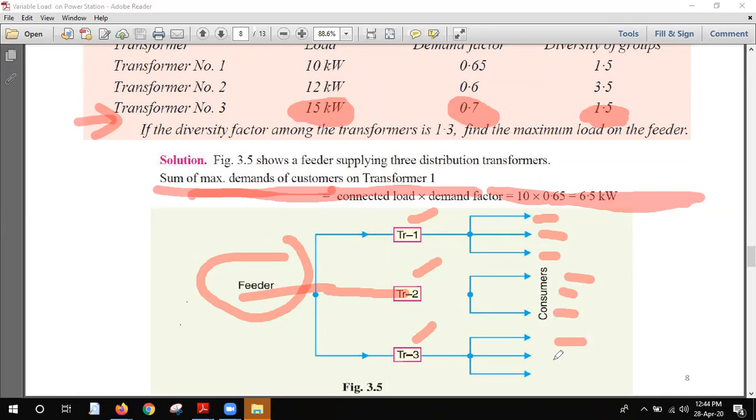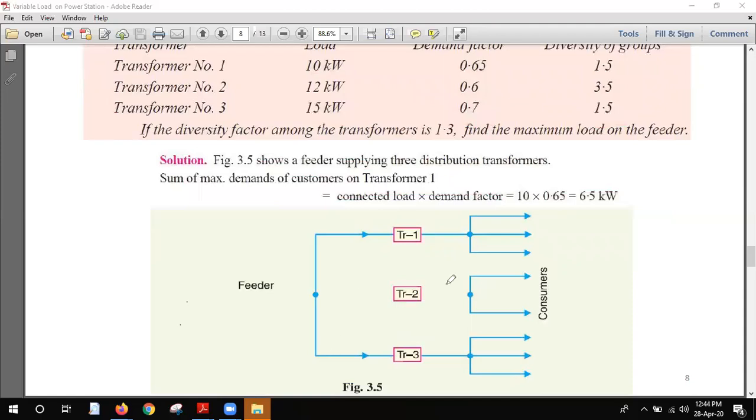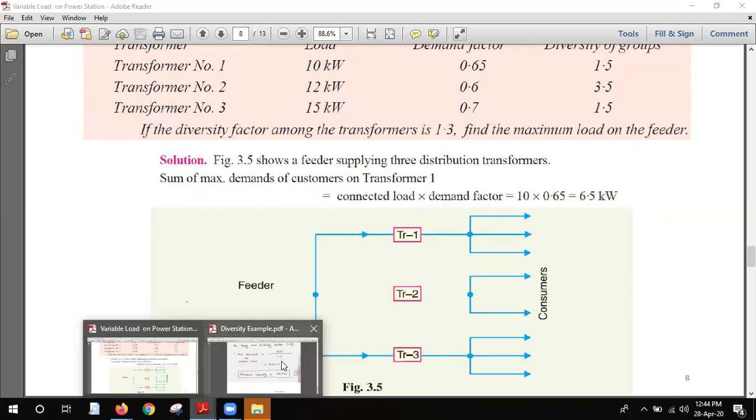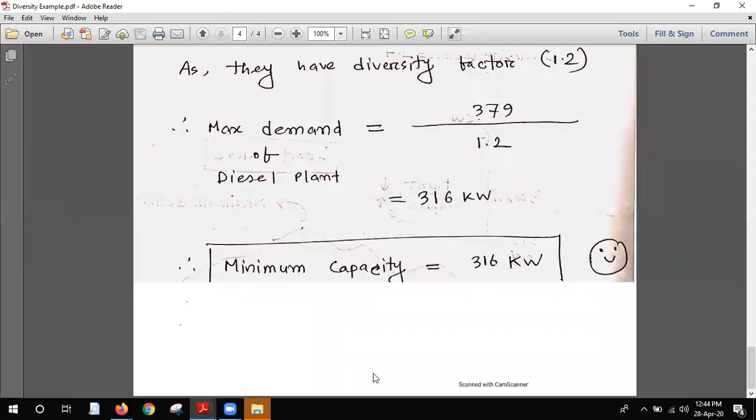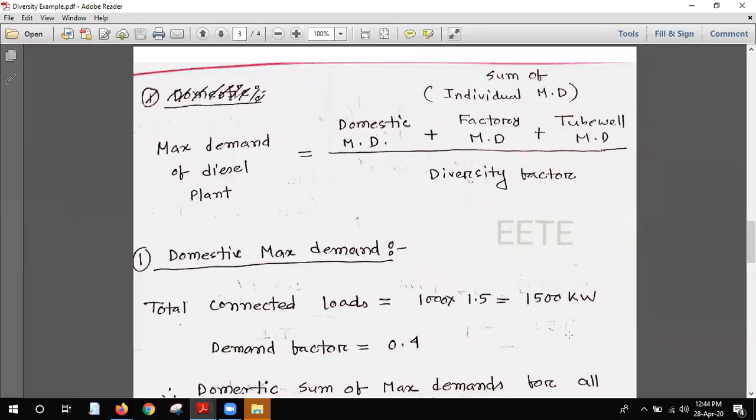An interesting thing is that these consumers are not using the power at the same time, so everyone's power consumption will not happen at the same time. I already told you that the pattern of using power differs from person to person. We all know that this book's solution does not give the explanation, so I have solved it by hand for you.